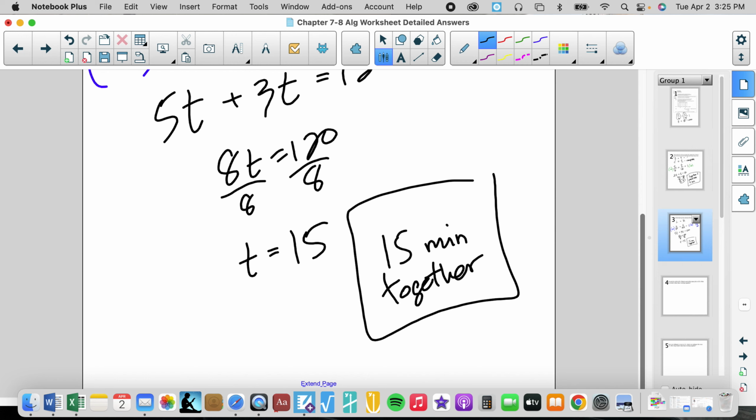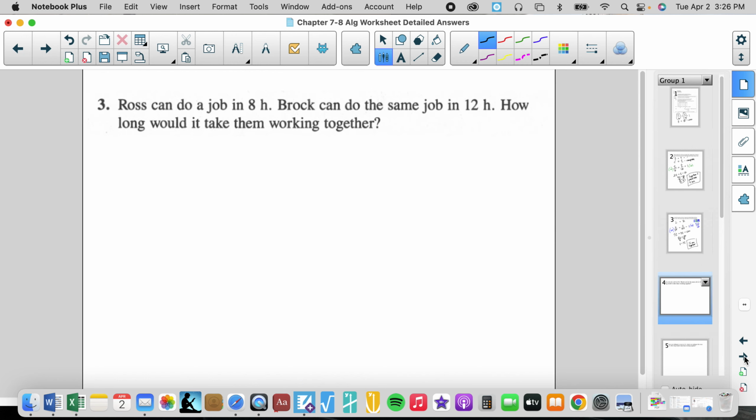So we can do this problem in 1 minute, right? I think that was about 1 minute, 60. Ross can do a job in 8 hours. Brock can do the same job in 12 hours. How long will it take them to work together?